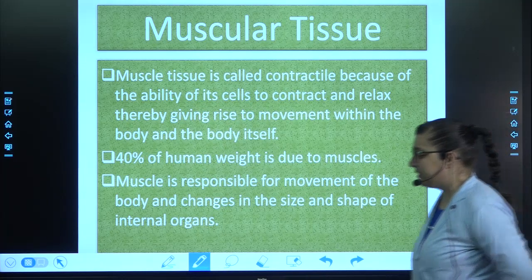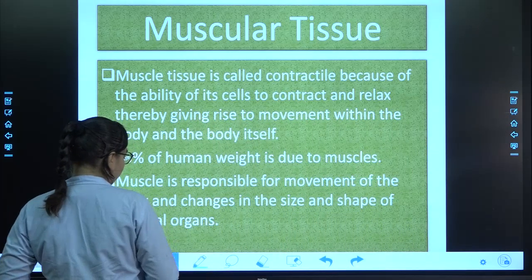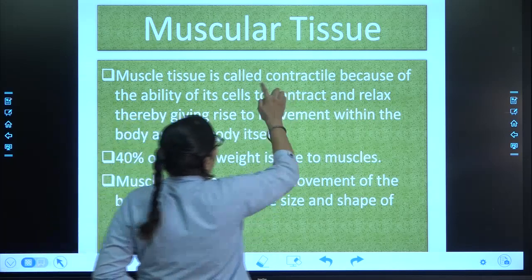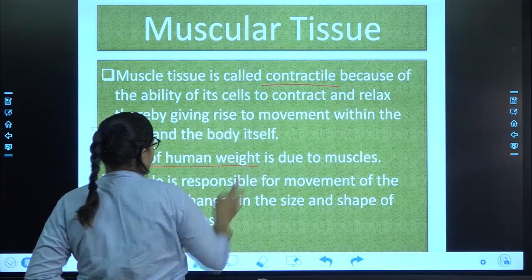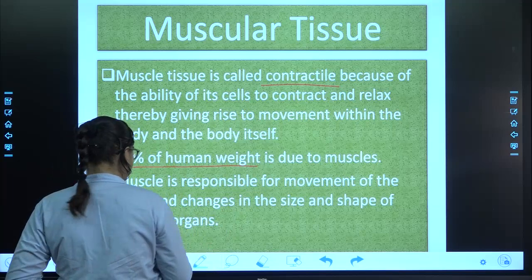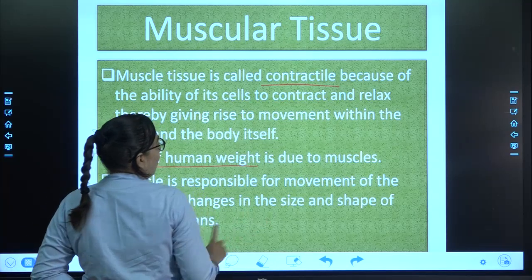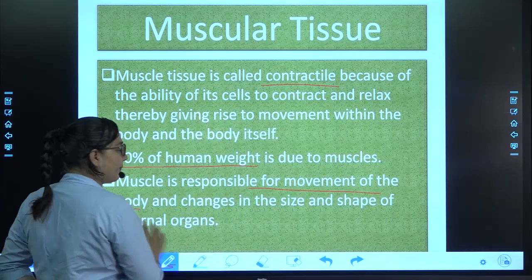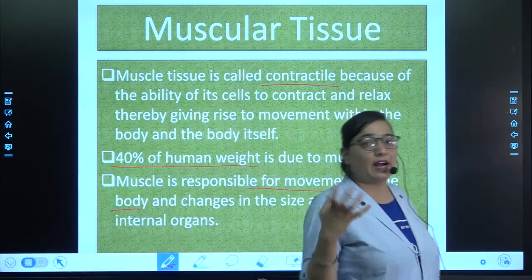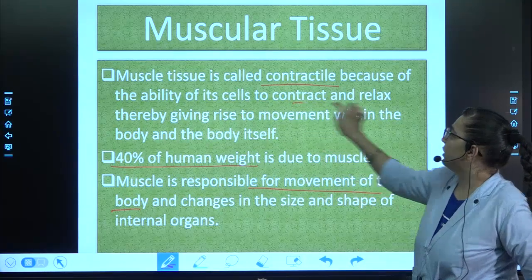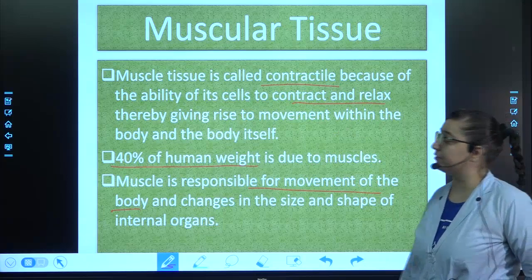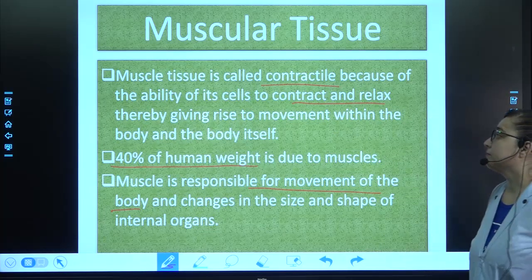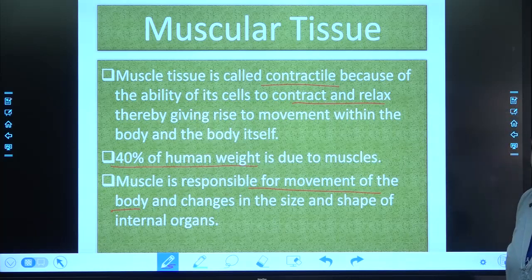And whenever you are writing the exam, at that time underline the keywords. So what are the keywords over here? Contractile, 40% of the human weight, responsible for the movement of the body. So these are some of the keywords that you have to highlight. Just underline, that's enough. Note down the content.